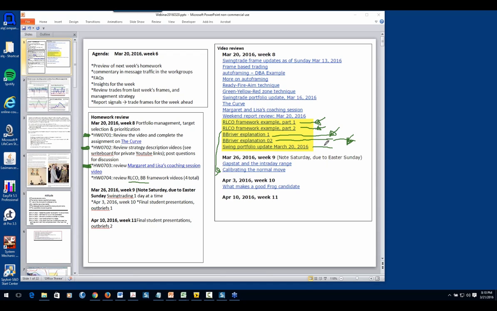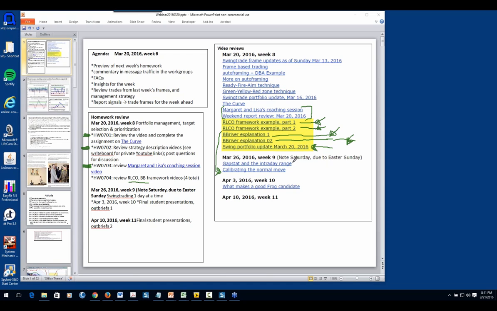I did one last night on updating the weekend update to the swing portfolio. The previous update was Wednesday, so this was as of the closing prices on Friday. And then I'm going to do another one tonight, to see what changed today. So carry those highlighted in yellow over. And again, if you haven't seen Lisa's and Margaret's coaching sessions, I think they're really well done.